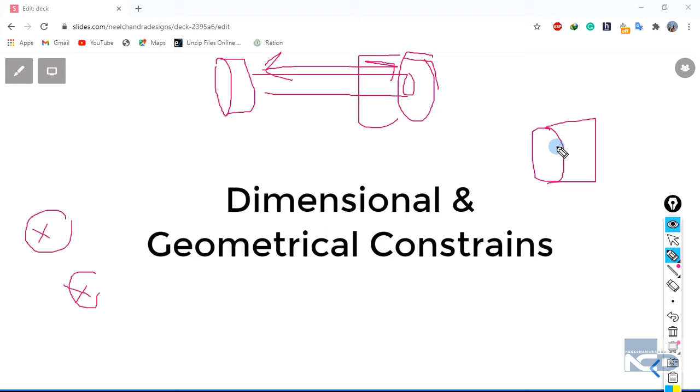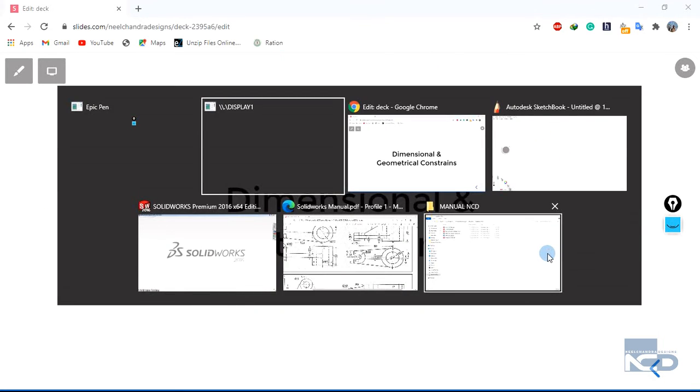Here also, dimensional and geometrical constraints are very important. We are going to learn about these constraints in both 2D and 3D. Since now we are creating 2D sketches, we are going to see this concept in 2D. Before moving on to constraints and dimensional geometrical constraints in the software, I'm going to provide you one very good example. For that, I just have to start my sketchbook.